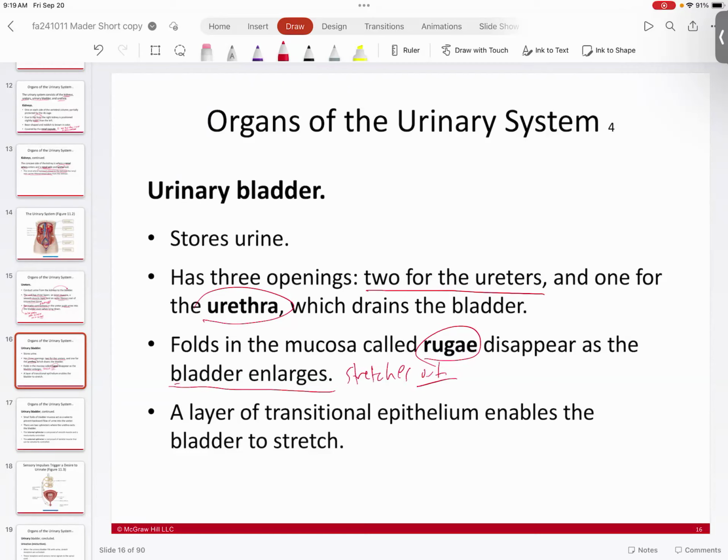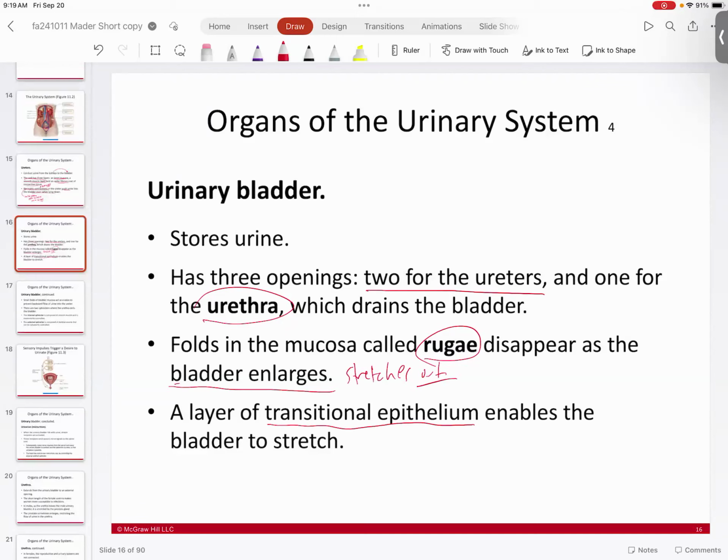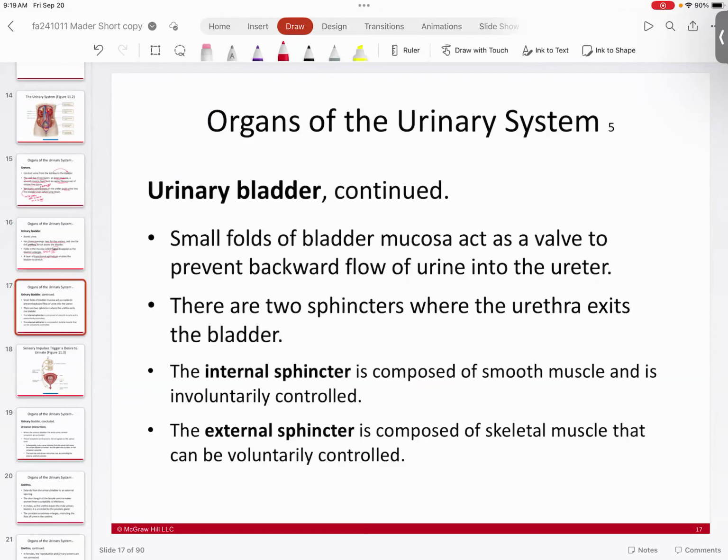This is also where we see transitional epithelium, which is that stretchy epithelium that looks more ovoid in nature when it's relaxed, and when it's distended, it looks more squamous in nature. The small folds of the bladder basically act as a valve, and this will prevent backward flow so that your urine doesn't go back into the ureter. That's because of these folds, which cover that access point.